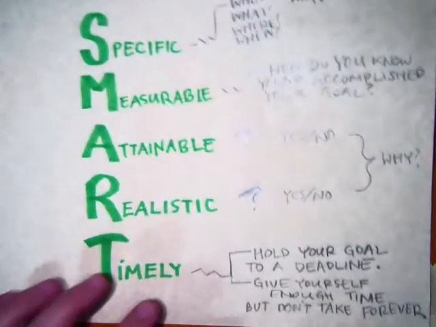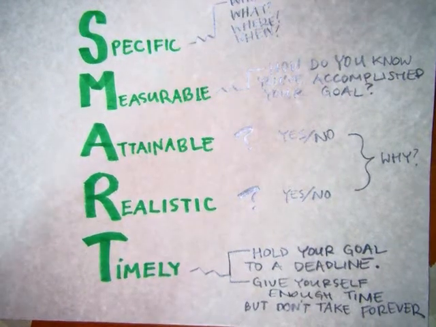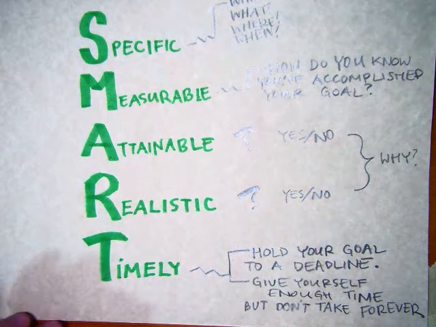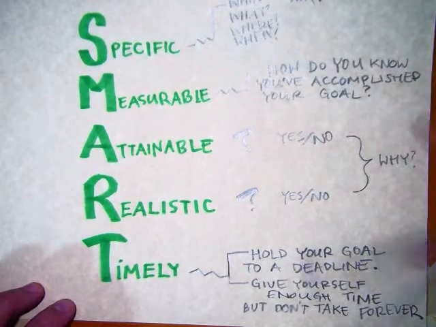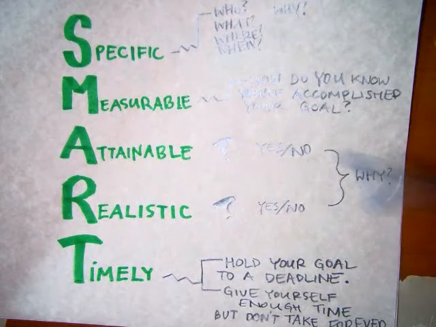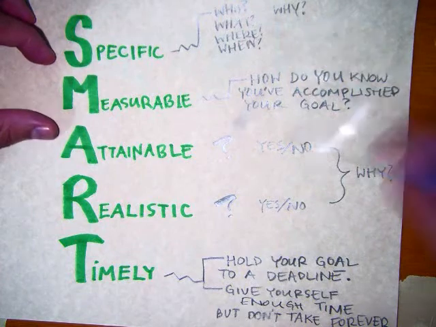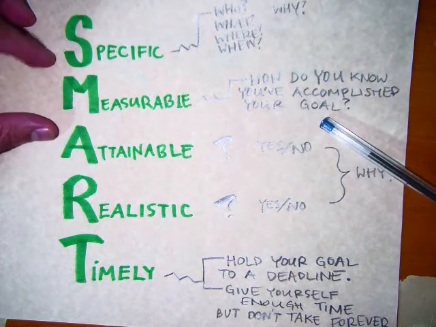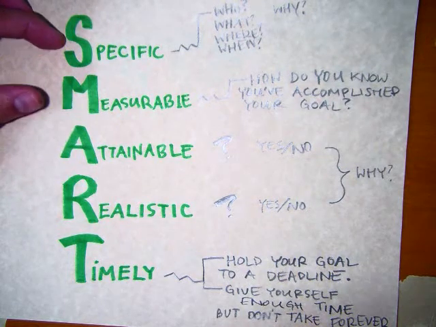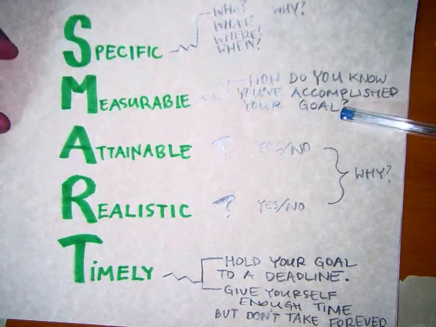SMART goal is an acronym. SMART stands for specific, measurable, attainable, realistic, and timely. Now, your goals got to be specific. The 5 W's: who, what, when, where, why. Measurable. How do you know you've accomplished your goal? How do you know you're halfway? If you want $1 million, you know you're halfway when you have $500,000. What about playing guitar? How do you know you're halfway to being an expert?